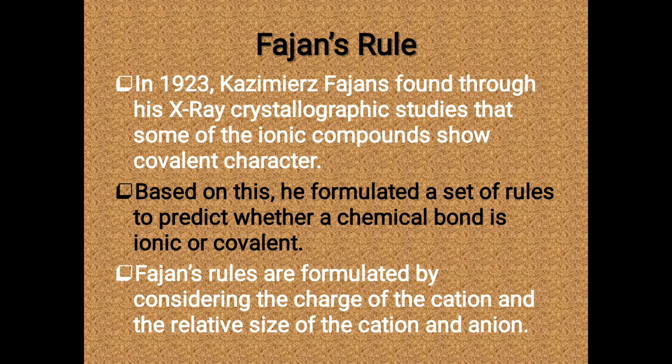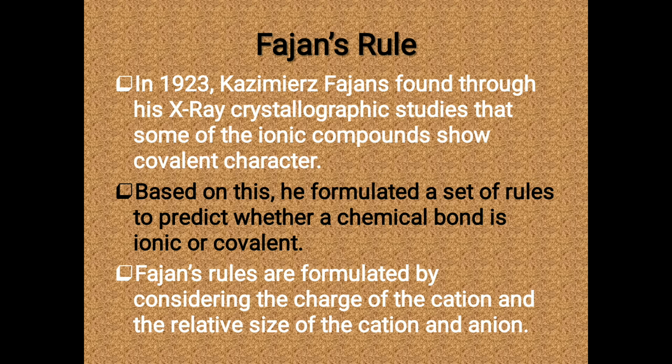Then Fajans rule. In the first part we discussed ionic bonding, and now we discussed covalent bonding. So every compound is neither completely ionic nor completely covalent. For example, in the sodium chloride molecule, it is not completely ionic. There will be some covalent character also present. Okay, that is a fact. So this exceptional case can be explained by using Fajans rule.